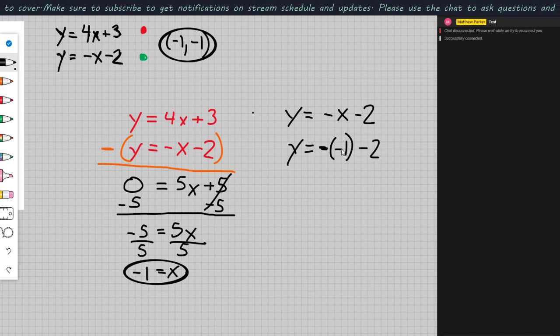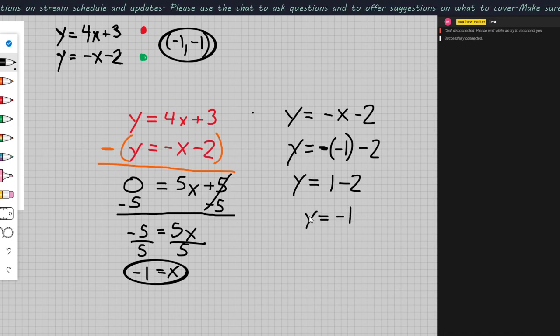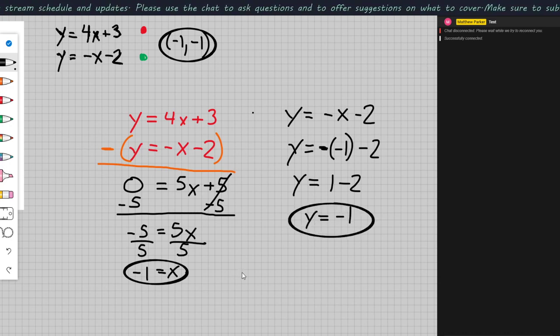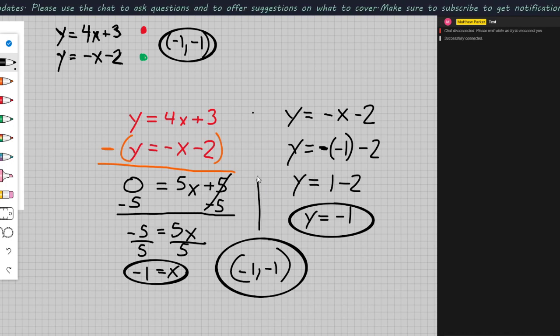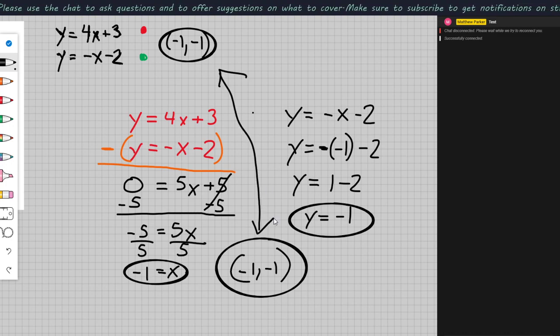So negative 1 makes this a positive 1 because it's a double negative, minus 2. 1 minus 2 is going to be negative 1. So our solution is negative 1, negative 1. And does it match up? Heck yeah, that does match up, so we are good to go.